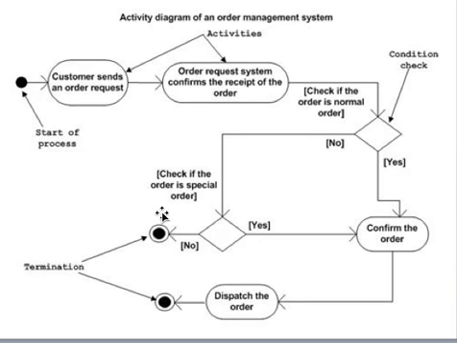So in a nutshell, these are the key points for an activity diagram. First of all, the starting point, then you get your activities, and then you get decision points or condition checks, which is always a diamond, and then you've got your termination points. There are a few other concepts around activity diagrams, which are not covered in this example.